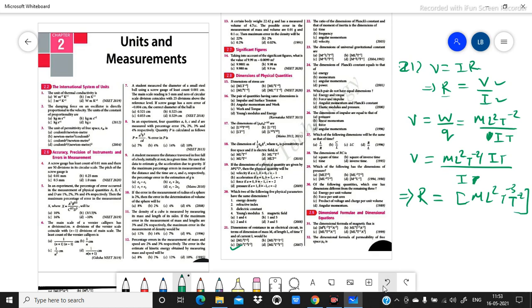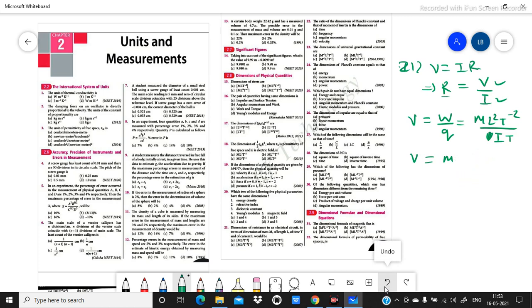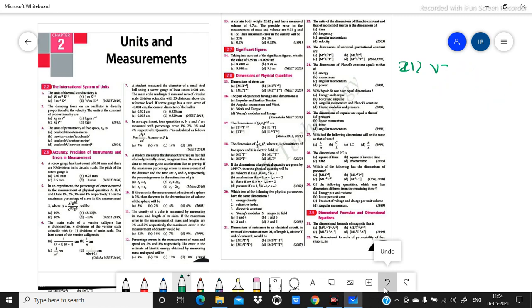So now let's move to 22. The ratio of the dimension of Planck's constant and the moment of inertia. Here you have to find out individually what is the dimension of Planck's constant and what is the dimension of moment of inertia, then you will be able to reach the answer. So here I can give the hint like this. Number 22. The Planck's constant is nothing but h, and moment of inertia is I.